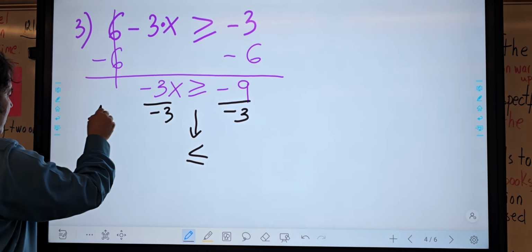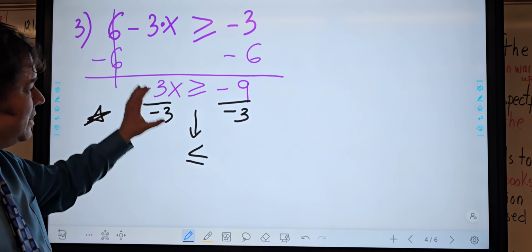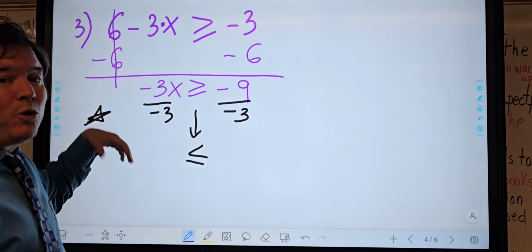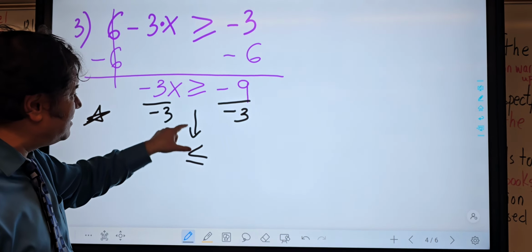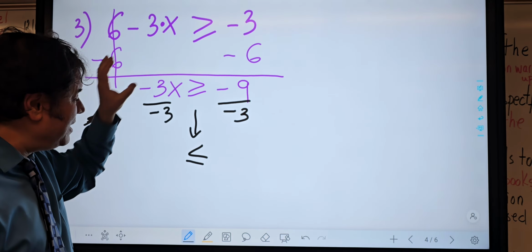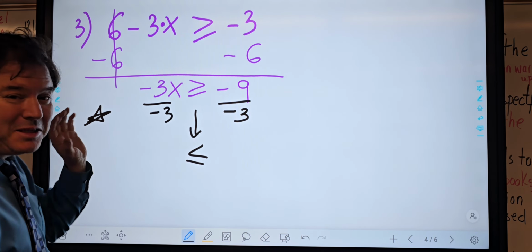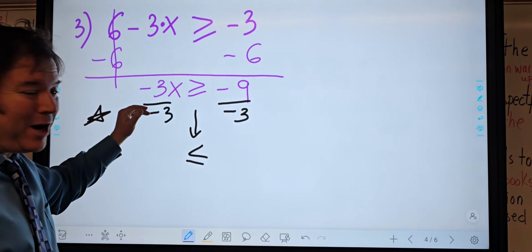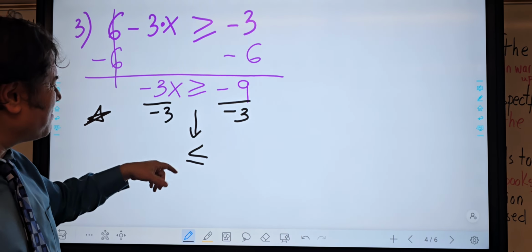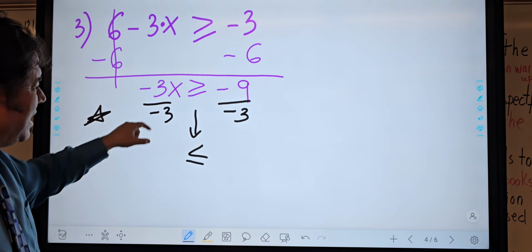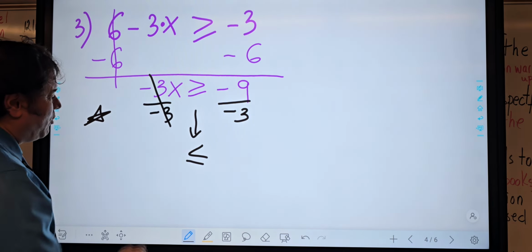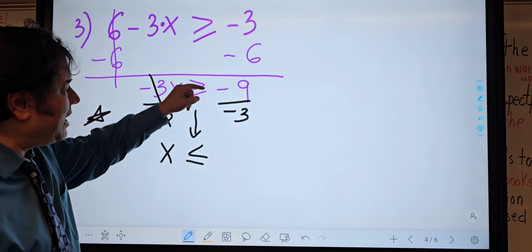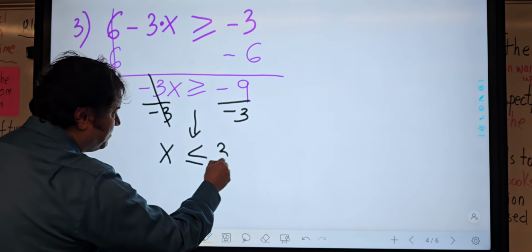I'm going to put the star by this problem. I want you guys to take a pause and really understand that every time we divide by a negative number or multiply by a negative number, the signs are going to change. From greater than or equal to now becomes less than or equal to. I'm going to teach you a lesson specifically on why the sign changes when we divide and multiply by a negative number. So we have here negative 3 divided by negative 3 becomes a positive 1x. And now it's going to be less than or equal to negative 9 divided by negative 3 becomes positive 3. Final answer.